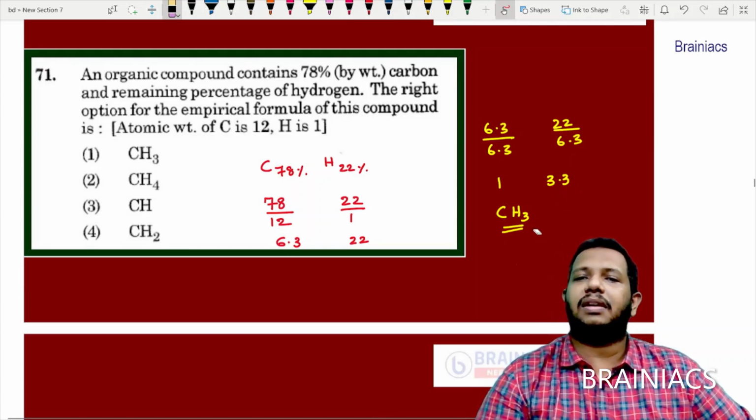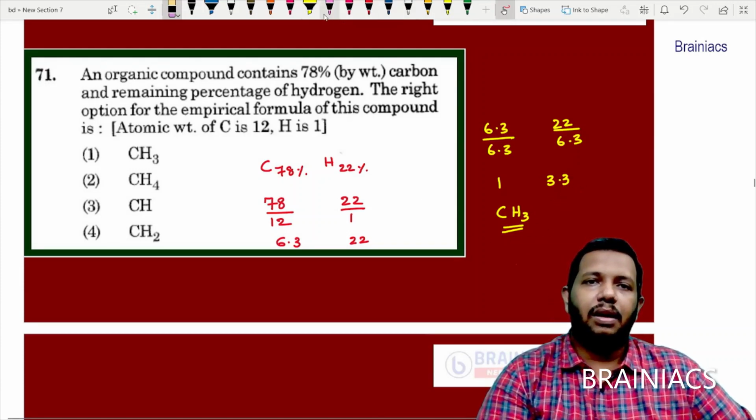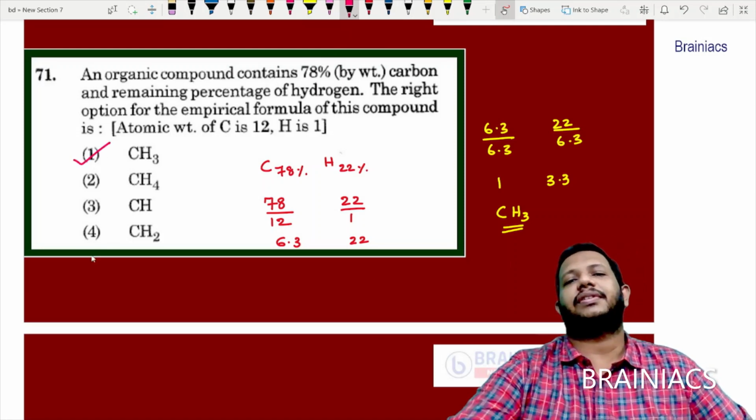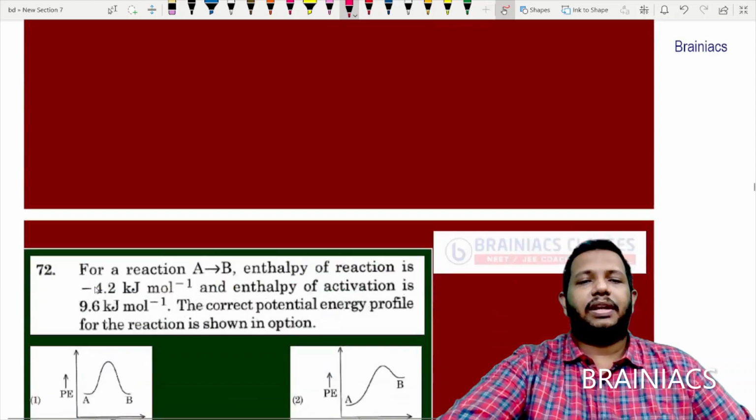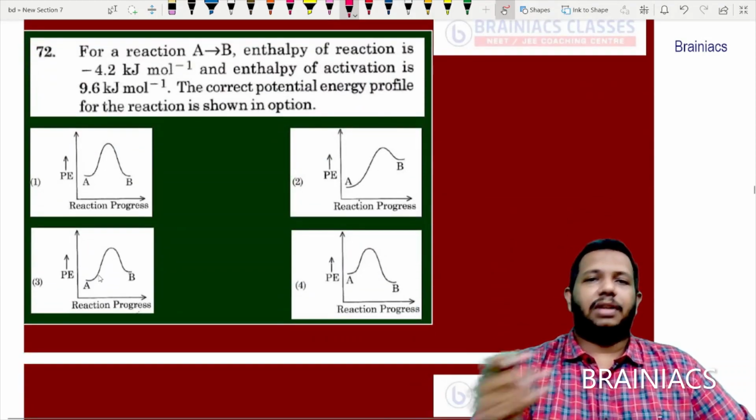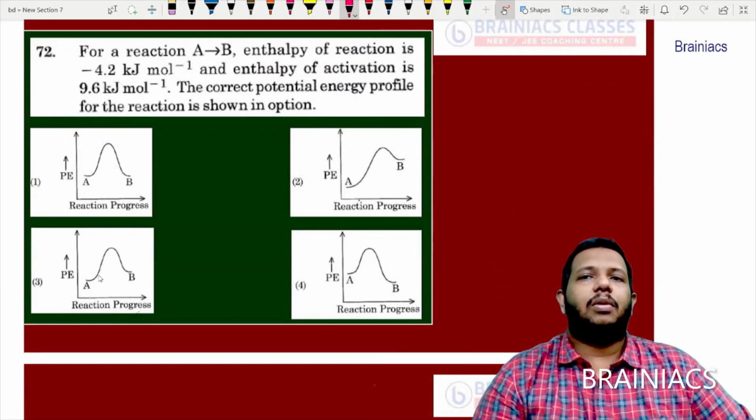It is less than 5, so we can say CH3. So the answer here is CH3, that is option 1 is the correct answer. So let's go to the next question. It's from chemical kinetics. Go through the question.